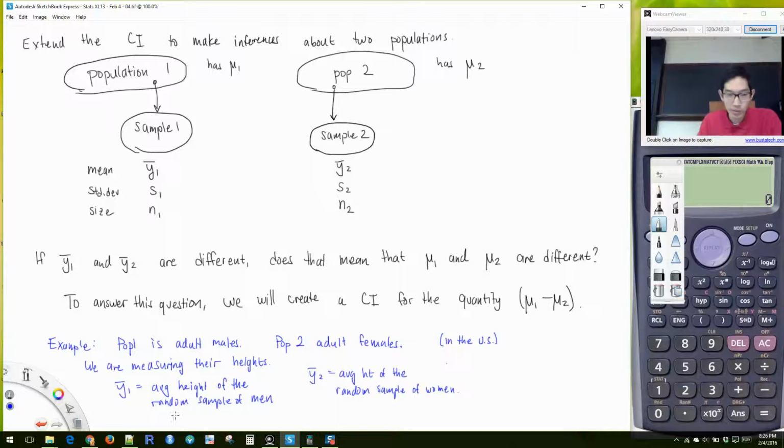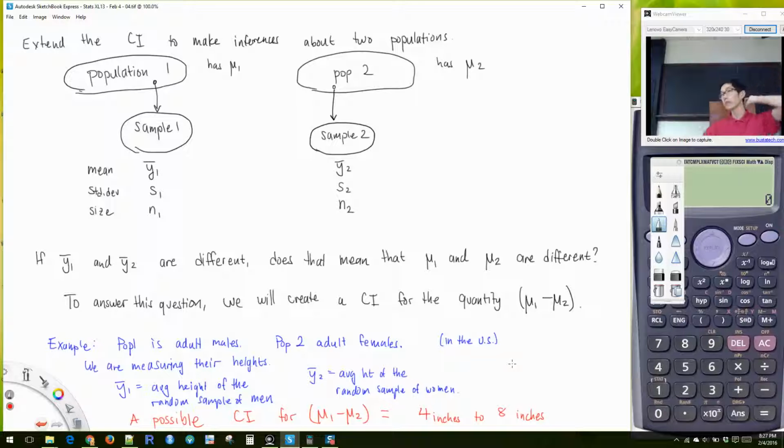So a possible confidence interval for mu1 minus mu2 would be, you know, 4 inches to maybe 8 inches. Okay, I'm just making stuff up, but something like that.